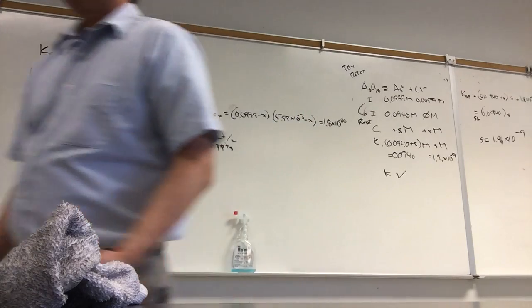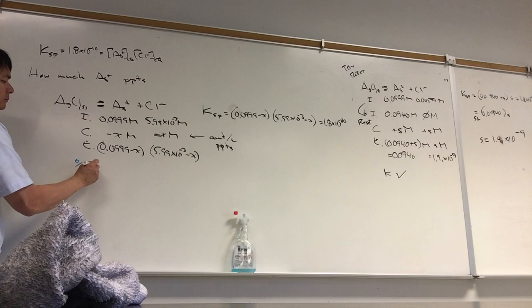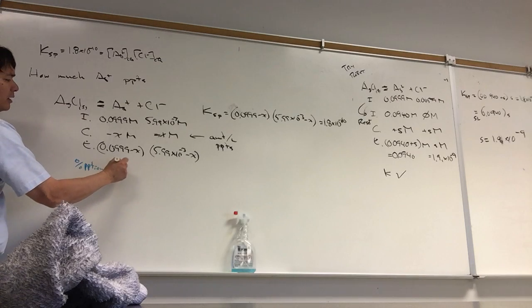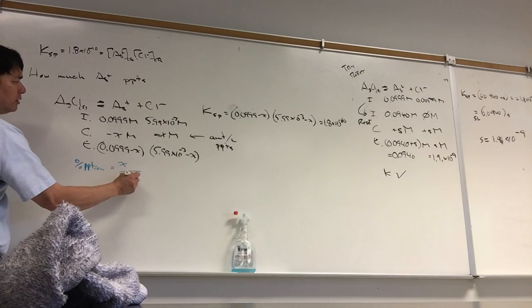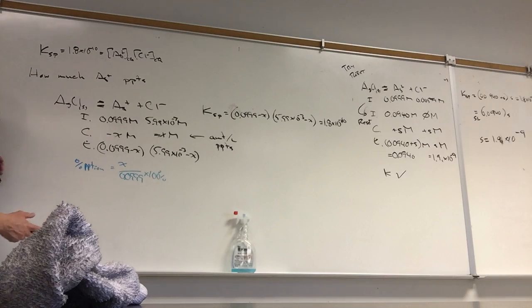All right, to figure out how much precipitated, over here, if we didn't reset, it'd be easy. The percent that precipitates, X is the amount that precipitates, and this is the original. So the percent precipitation over here would be easy. Percent precipitation is just going to equal whatever our X came out to over the original, 0.0999 times 100%. That would be the percent precipitation here.